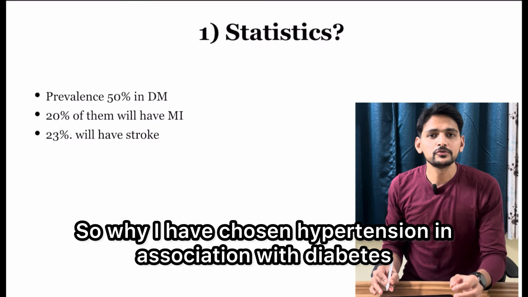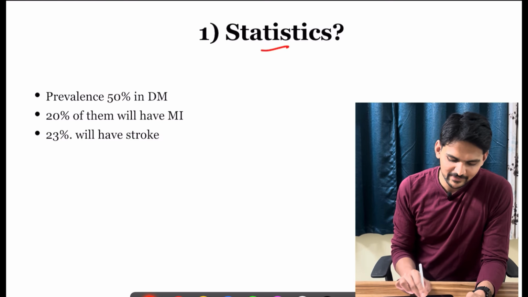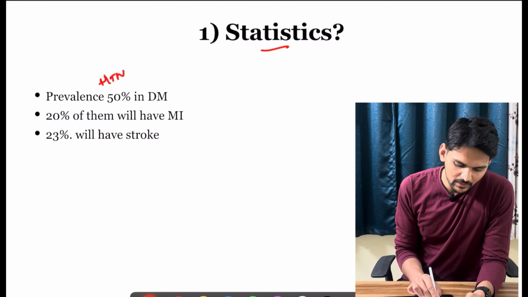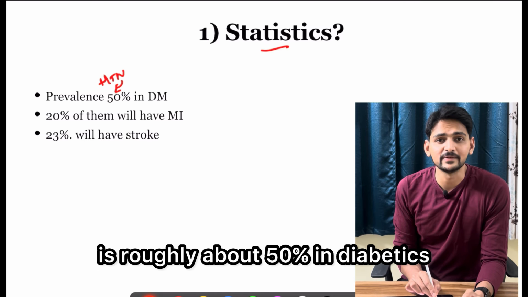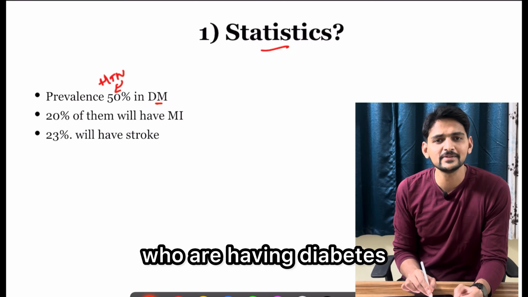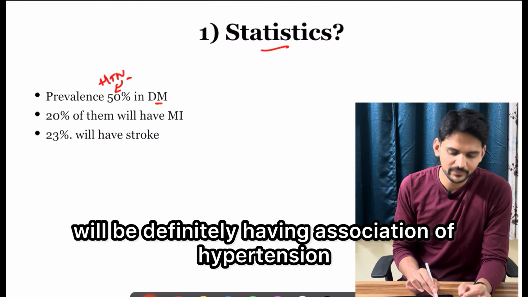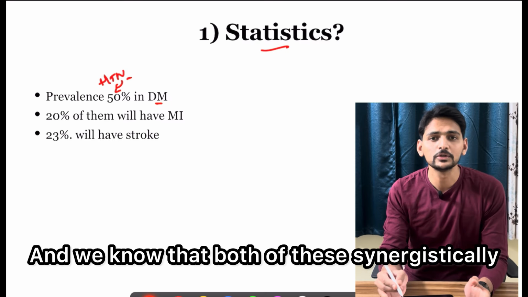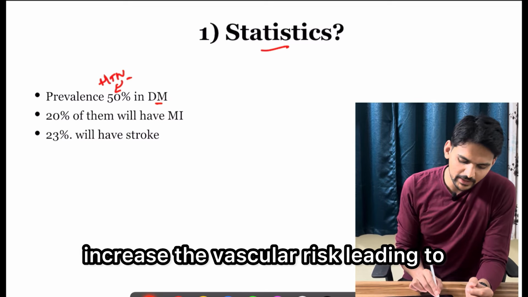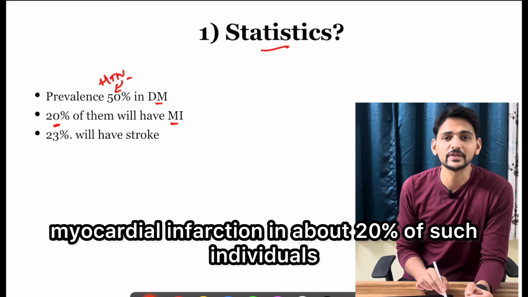So why have I chosen hypertension in association with diabetes? Mainly because of the statistics. The prevalence of hypertension is roughly about 50% in diabetics. In the sense, if there are 100 people who have diabetes, about 50 of them will definitely have hypertension. And we know that both of these synergistically increase the vascular risk, leading to myocardial infarction in about 20% of such individuals.